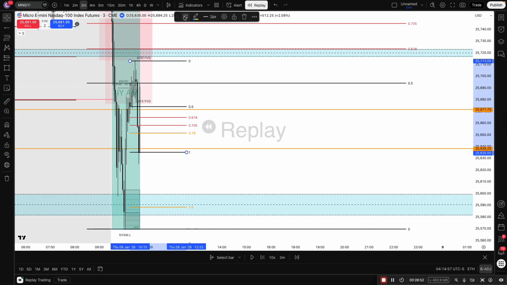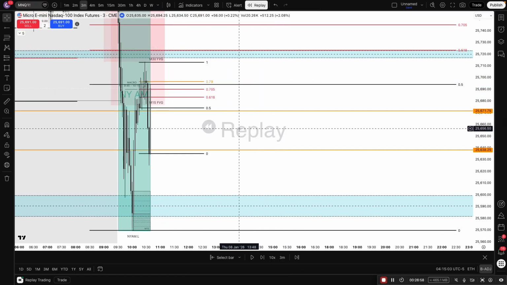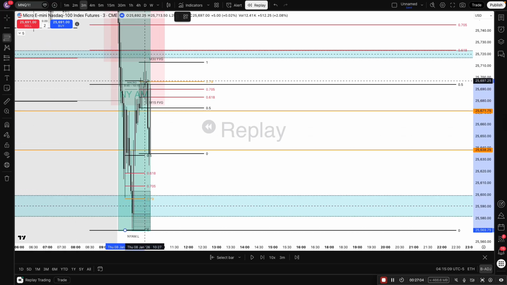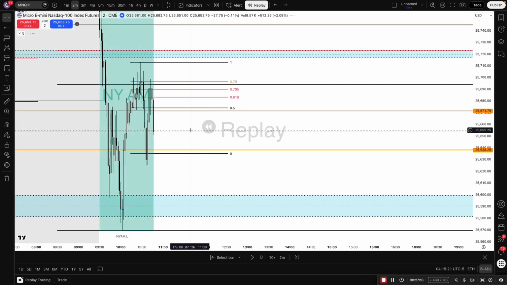Whoops. Flip that. Boom. Okay, not super good reaction from there. And if you guys want, you could always put it to the opposing side and see if we bounced from a level. Looks like we're respecting bullish more than bearish. Oh, here we go. Okay, so we missed that.